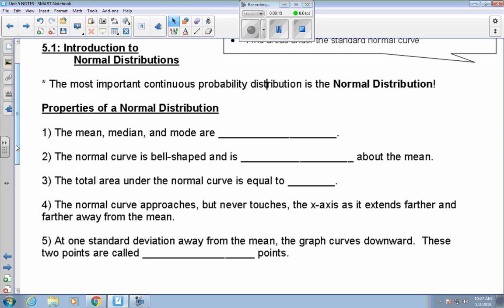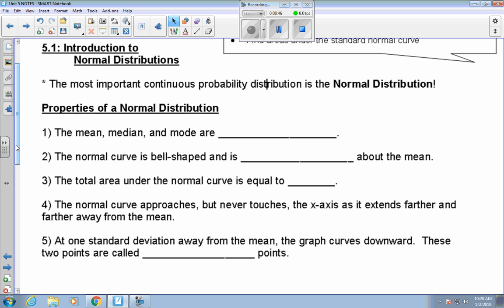The normal curve is bell-shaped and symmetric about the mean. The total area under the normal curve is equal to 1. The normal curve approaches but never touches the x-axis as it extends farther and farther away from the mean. That's number 4. Some of the drawings and graphs I have look like it touches the x-axis, but it doesn't.